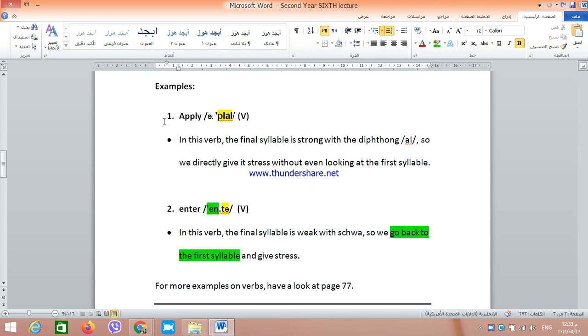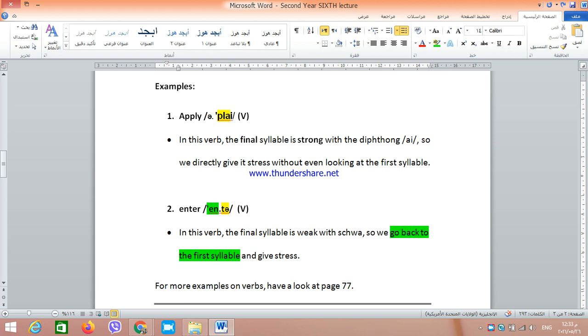Let's have the first example. The word apply. Apply. This word is a verb. We should know first that this word is a verb. So the rule of stressing verbs is that we go to the final syllable. This is actually not the correct symbol for the short I.